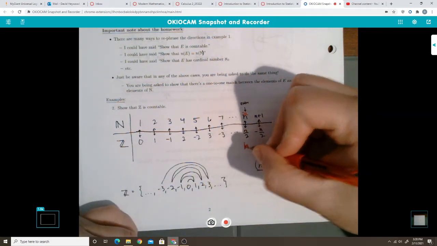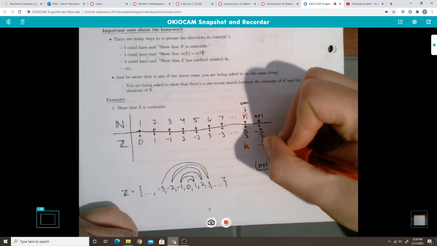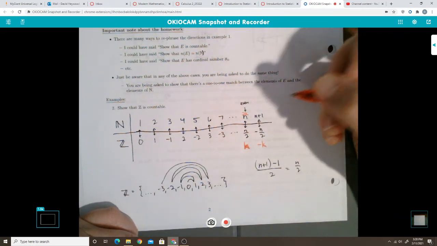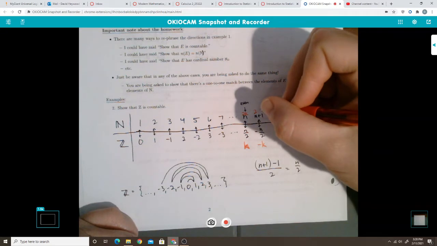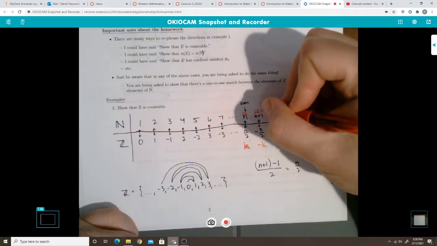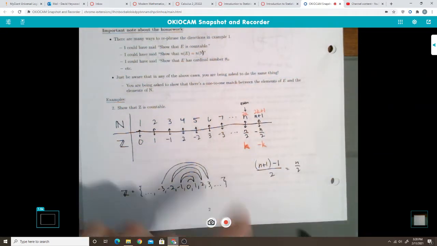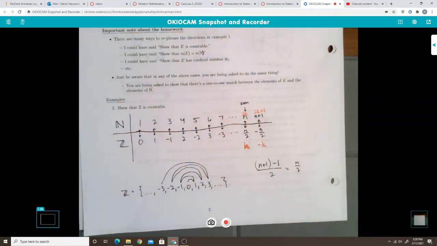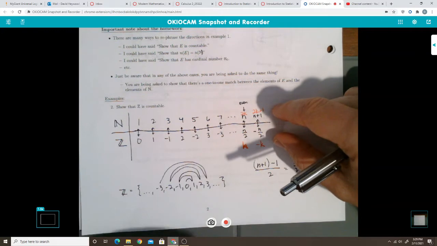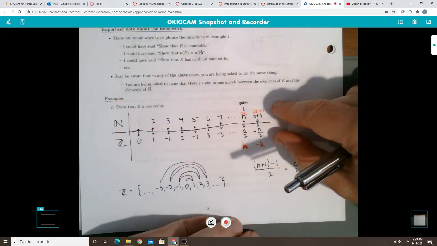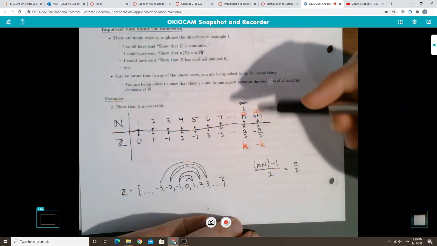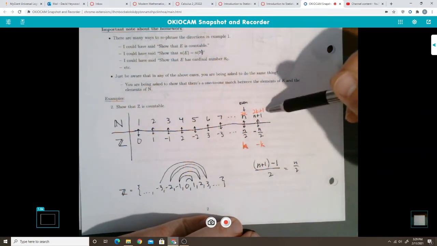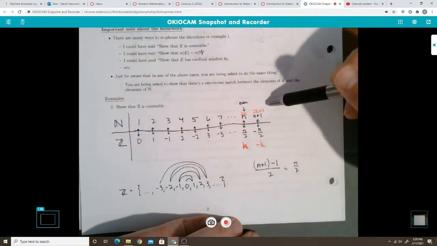So if this is k, then this one would be negative k, right? Negative k. Where does negative k get sent to? Negative k gets sent to 2k plus 1. I'm giving you this alternative way to think about it, just because in the homework you might have problems that say, use what we did in example 2 to do so and so, and I just wanted to make sure that you had this alternate way to think about it.